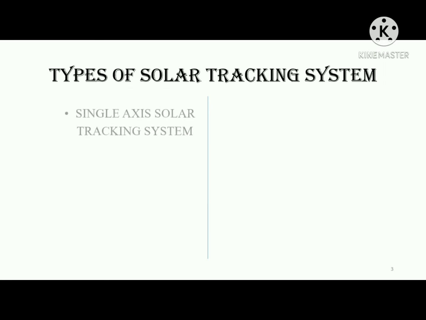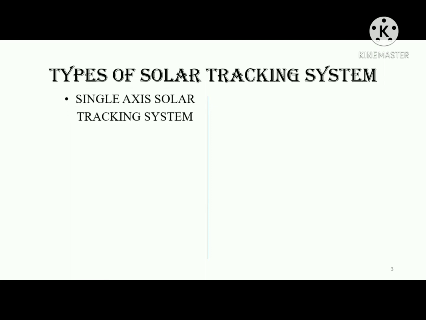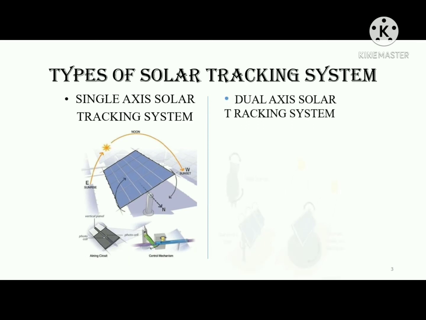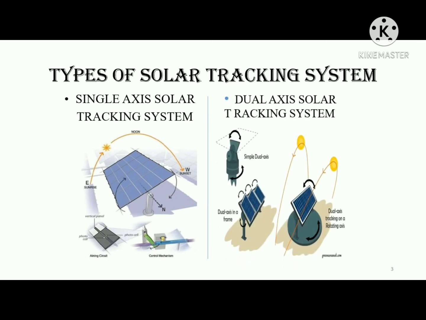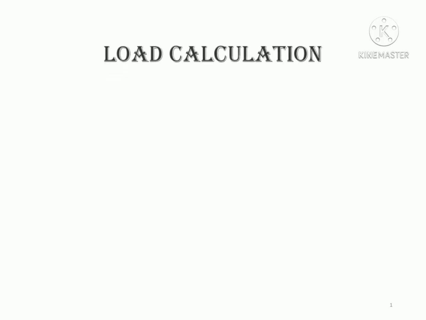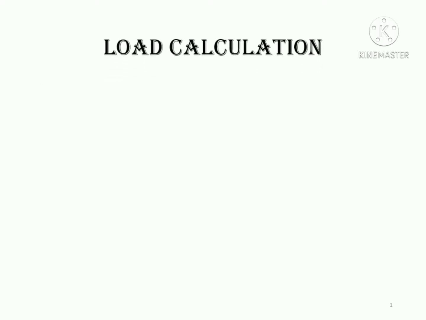There are two types of solar tracking system. First, single axis solar tracking system. Second, dual axis solar tracking system. We use single axis solar tracking system for our project. Single axis solar tracking system. When movement of the solar panels happens by rotating around one axis, then this system is called single axis solar tracking. Then after that we go for load calculation.